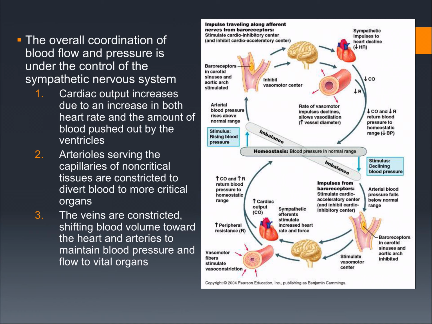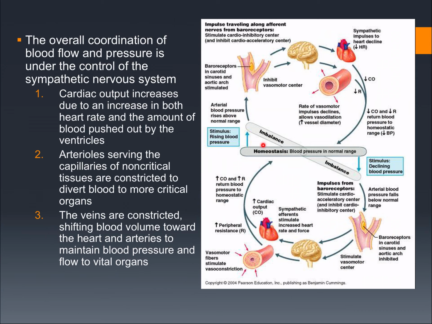Also in this, your veins are constricted, blood is shifted towards the heart, and blood pressure is maintained to the vital organs. And then when you get back to normal, your parasympathetic nervous system is going to kick in, and then you can evenly distribute the blood throughout the body. But at this point, the blood is all going towards getting you away from the bear or whatever situation you're in. So that's what this figure is essentially showing you.